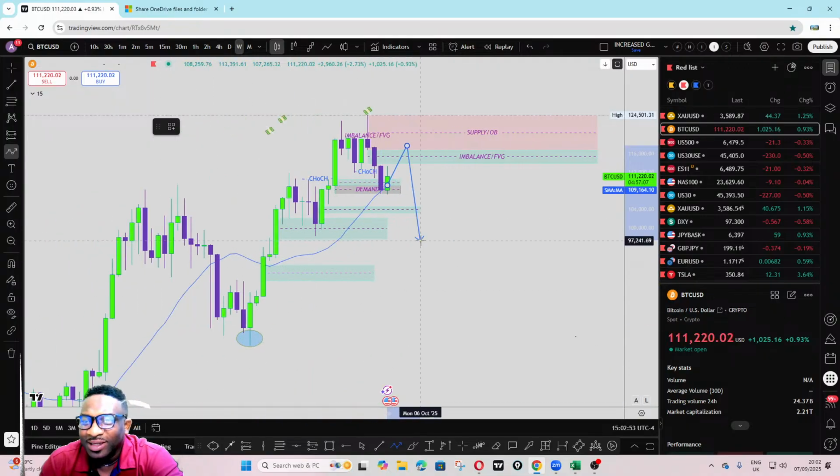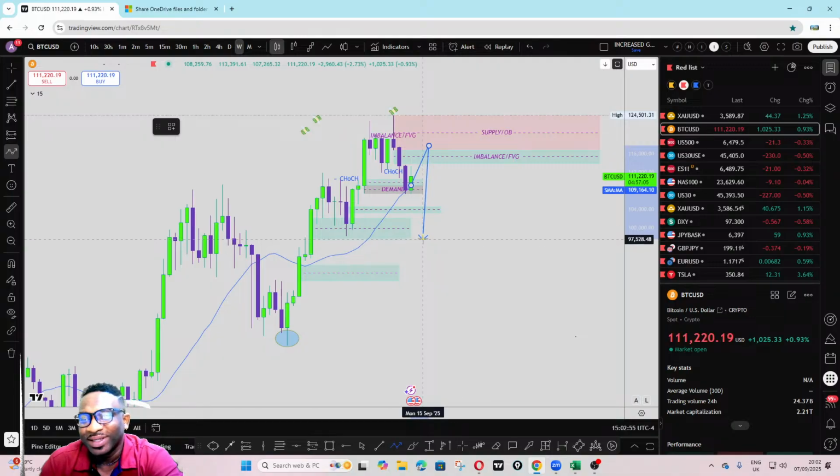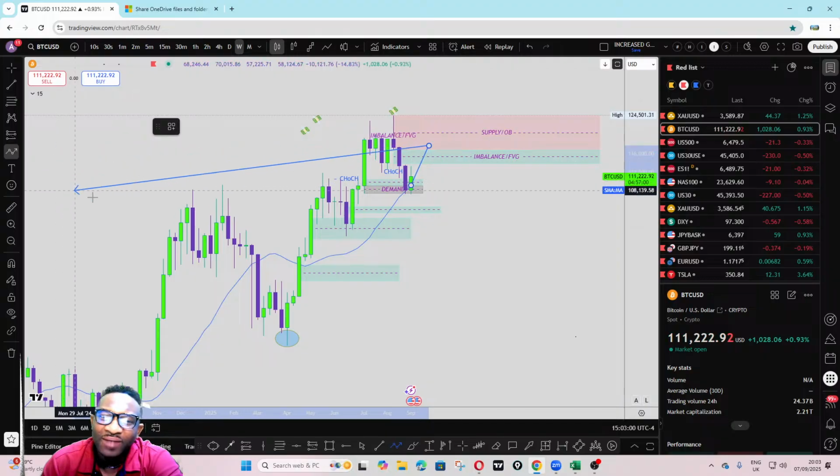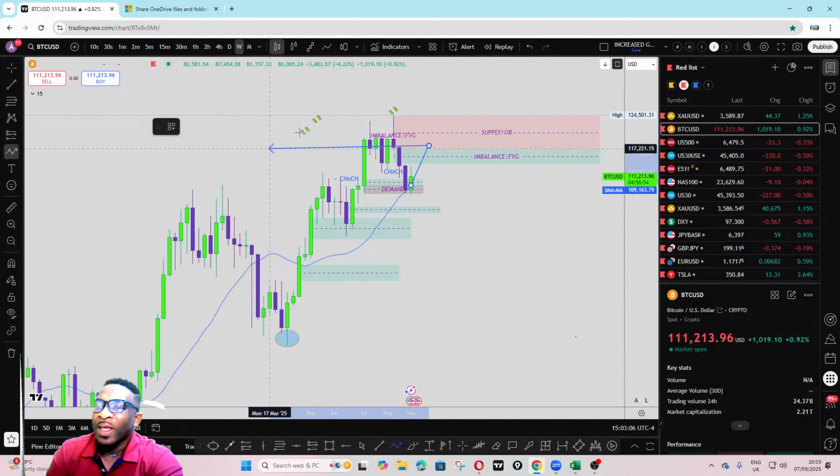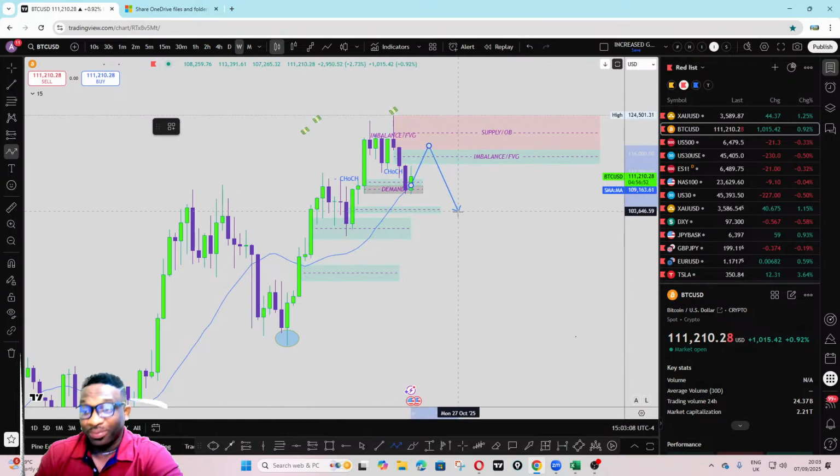And again, this is BTC USD, this is the all-time high. We don't have any data on the left-hand side to give us a clue. So this is what we have presently, and this is what we can deal with.